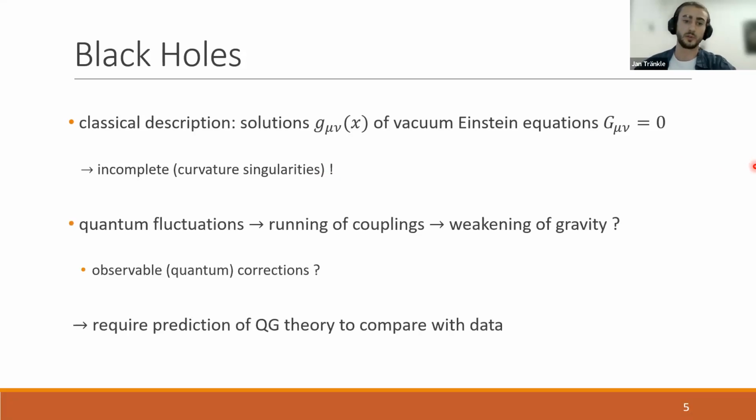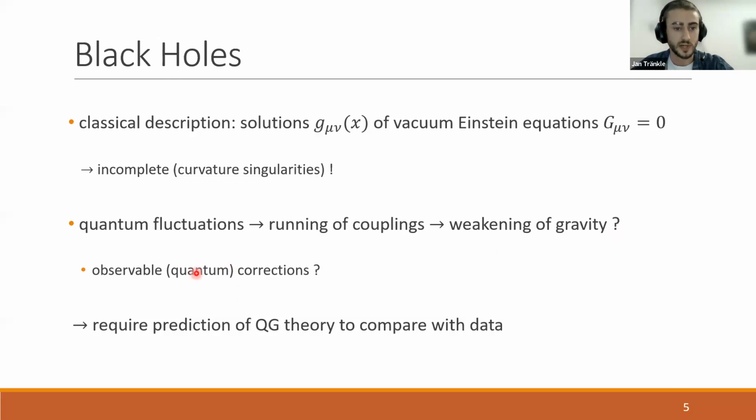But the hope is that when we include quantum fluctuations, the picture might change. And from quantum field theory, it is known that quantum fluctuations introduce a running or scale dependence of the coupling constants of the theory. So in gravity, the hope, or maybe the expectation, is that including these fluctuations will lead to a weakening of gravity at high energy scales, and therefore in the high curvature regime, and maybe resolve the discrepancies in the classical theory.